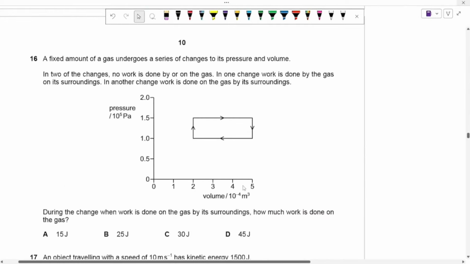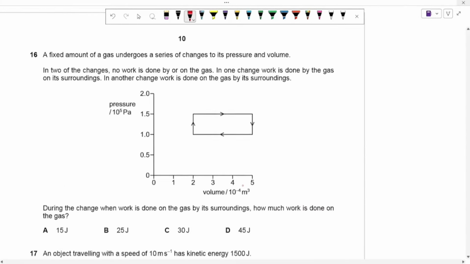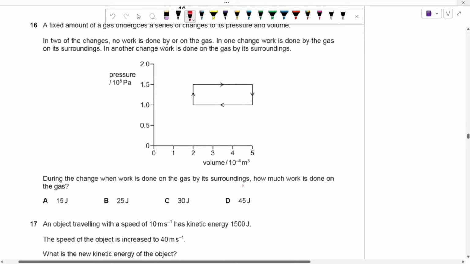Move on to question 16. A fixed amount of gas undergoes a series of changes to its pressure and volume. In two of the changes, no work is done by or on the gas, so basically here and here, where it's neither being compressed nor expanded. In another change, work is done on the gas by its surroundings. So you need to know this, guys.